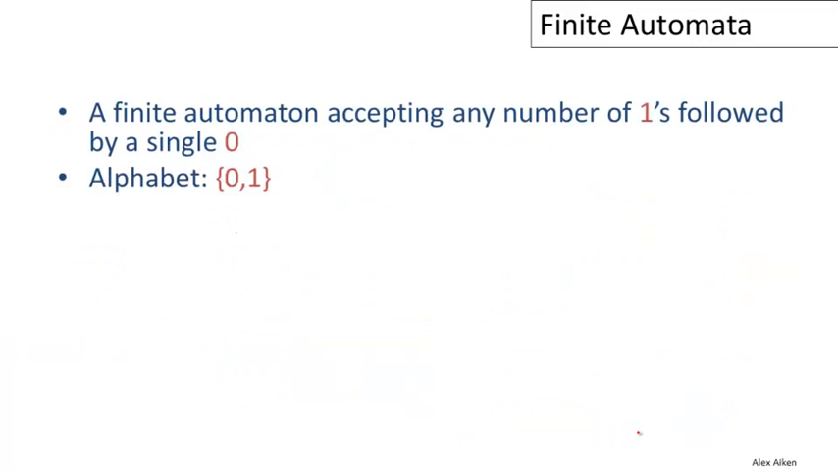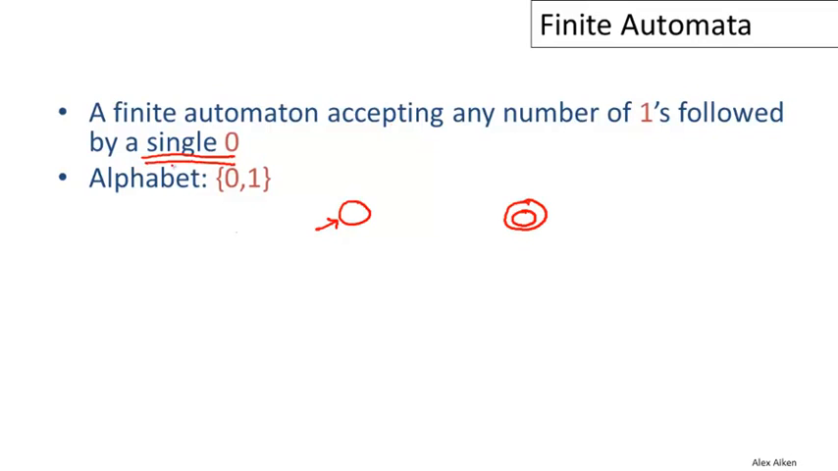So now let's do a more complex example. Let's try to write out an automaton that accepts any number of 1s followed by a single 0. So once again, we'll need a start state, and we'll also need a final state. And now let's start by thinking about what the shortest string is that's in the language of this machine. So in this case, we know it has to end in a single 0.